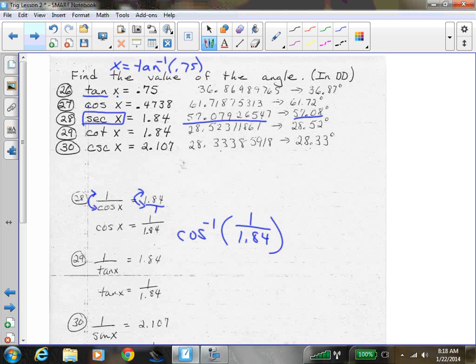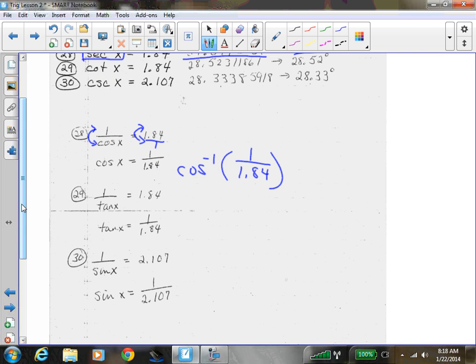Now 29 and 30 are done similarly to what 28 was. It's just with cotangent, since there's no cotangent key, you've got to use the fact that cotangent is 1 over tangent. And then here cosecant in number 30 is 1 over sine. And so you can see the work that's here to get those. Anybody have a question about those?